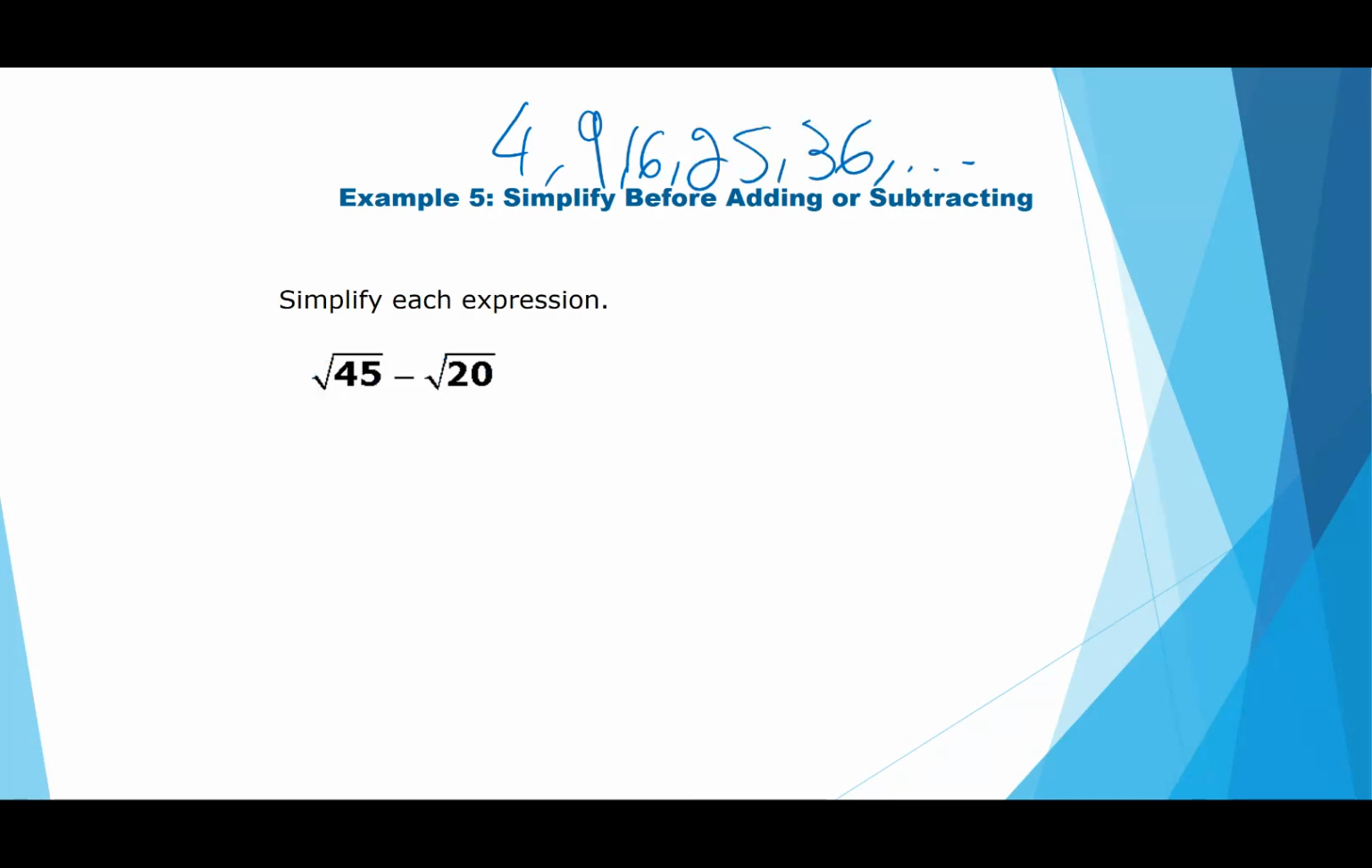So let's look at 45 first and think about which perfect square 45 is going to be divisible by. The biggest one that 45 will be divided by is 9. So 9 times 5 makes 45. We'll break up the square root of 45 into the square root of 9 times 5.